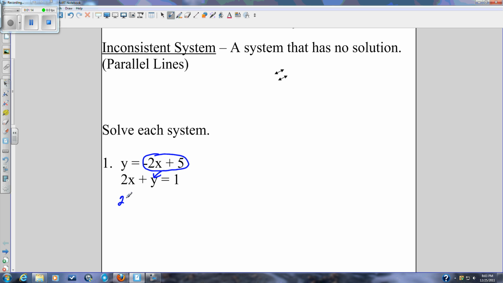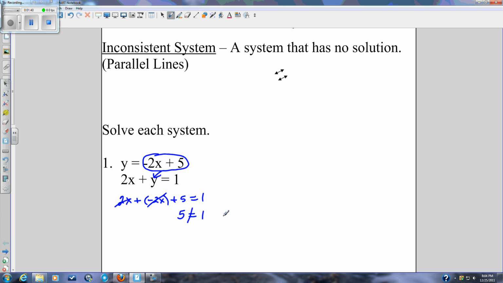So I'm going to substitute negative 2x plus 5 in place of y in the second equation. So I'm going to have 2x plus negative 2x plus 5 equals 1. And the thing that's going to happen here when we go to combine our like terms is the 2x and the negative 2x cancel. And I end up with 5 equals 1, and that's kind of silly. That makes no sense because 5 doesn't equal 1.